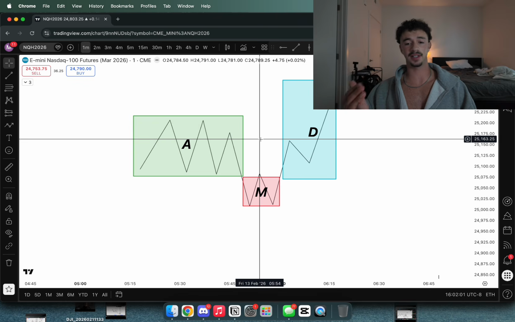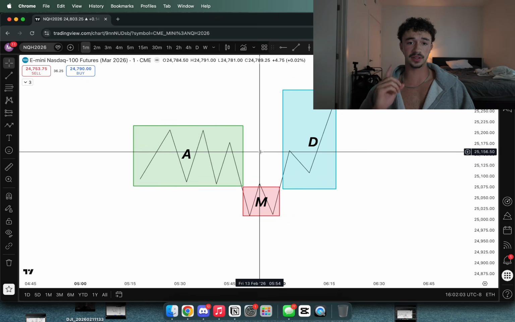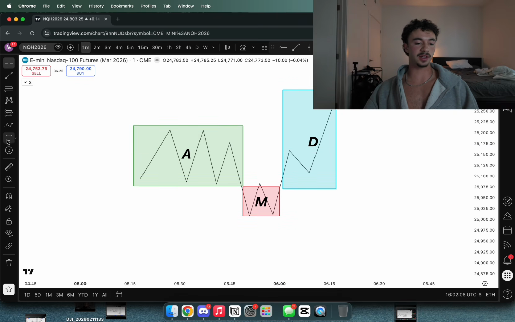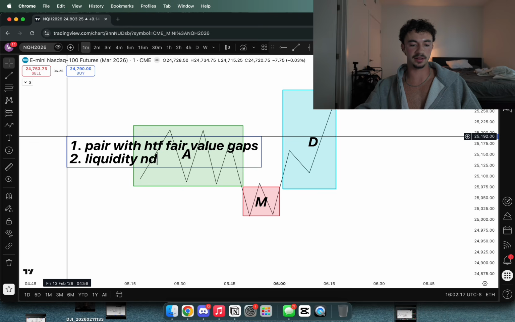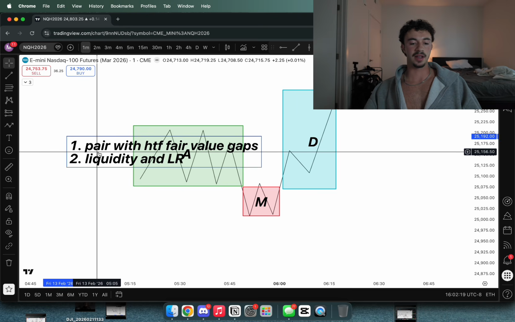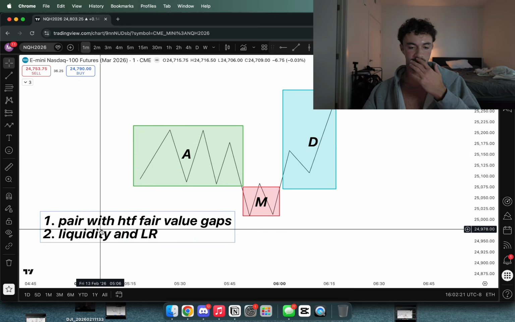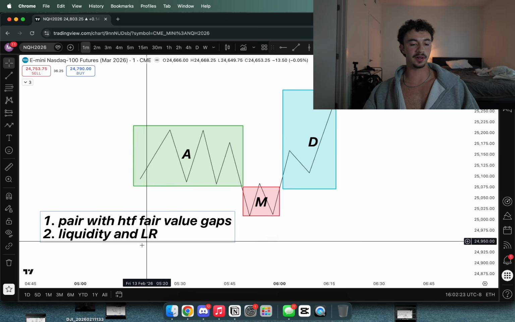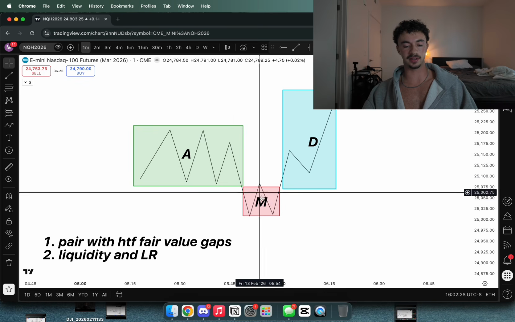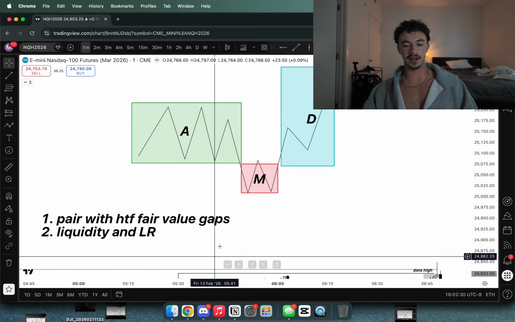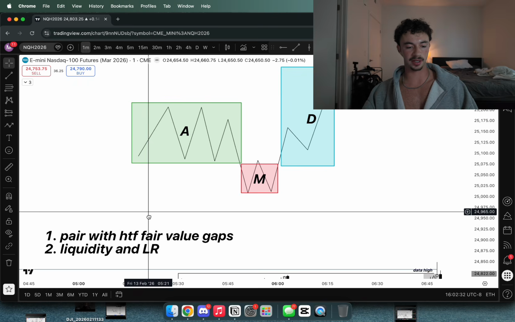Now, how do we use this in the live market? The first thing you're going to want to do, and there's two key concepts. The first one is to pair with high time frame fair value gaps. The second is liquidity and LR. These are the two most important concepts to pair with your AMD. I'm going to go over both of these right now and how to apply them to this little graph I have. And then in a minute, I'm going to show you guys in the live market.